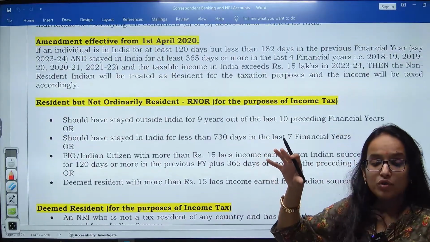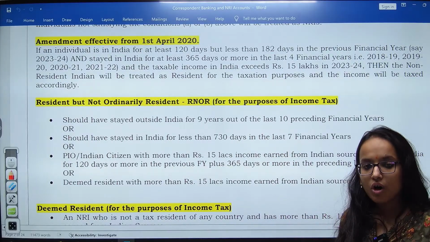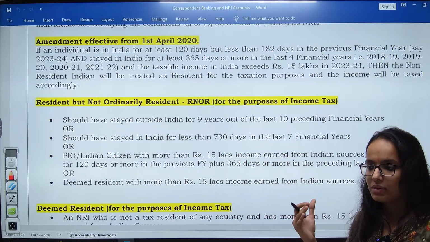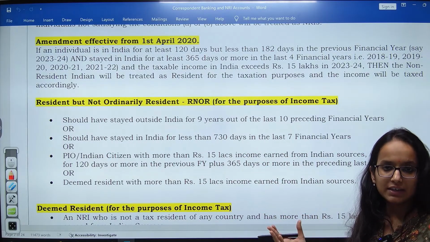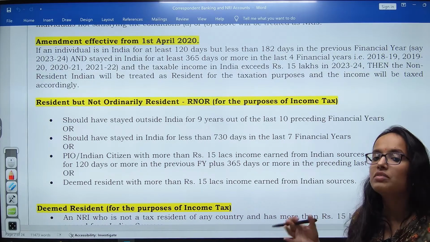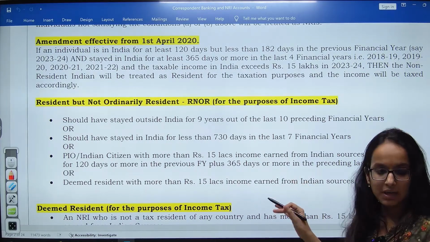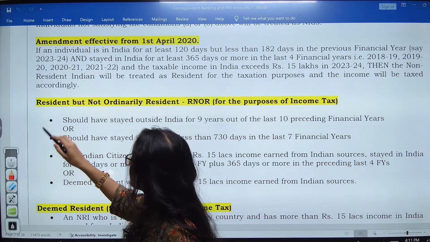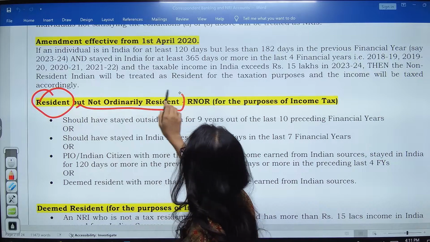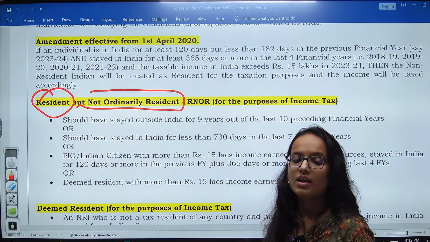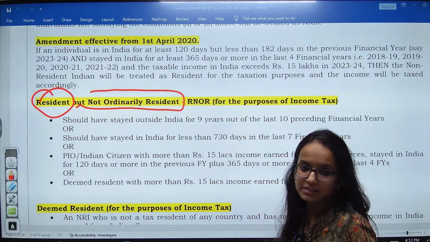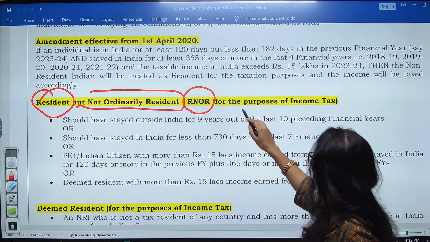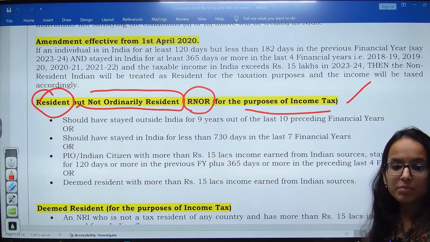Now, for the same purpose of taxation, we are still studying these definitions from the Income Tax Act 1961 point of view only. We haven't started the FEMA classification. So as per the Income Tax Act 1961, who can be classified as a resident but not ordinary resident, RNOR, for the purpose of taxation?